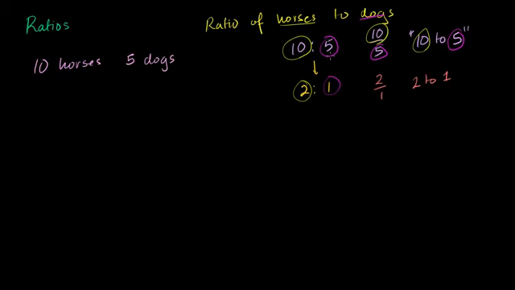And what's interesting about ratios is that it doesn't always have to be literally the number of horses and the number of dogs you have. What a ratio tells you is how many horses do I have for every dog, or how many dogs do I have for every horse.